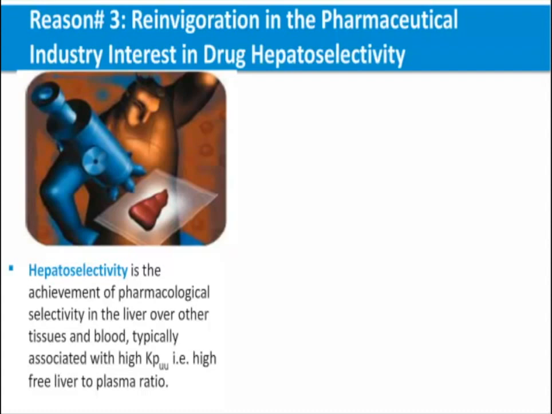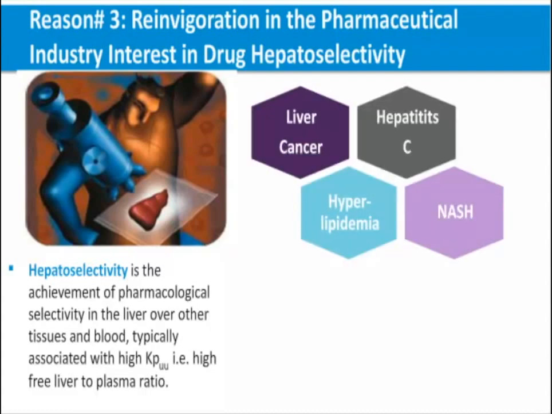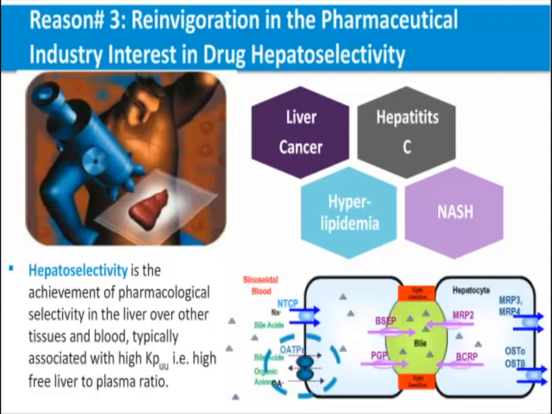Now, why are we in the industry interested in this concept, hepatoselectivity? It is because there are major diseases that are devastating a lot of our populations, and we need to find an effective cure to solve them. And these diseases are hepatitis C, NASH, liver cancer, not to mention hyperlipidemia. Our scientists in the pharmaceutical industry are trying to establish hepatoselectivity using OATP transporters. Through the use of OATP1B1 and 1B3, this is going to enable hepatoselectivity, and as a result, improvement in the efficacy of our compounds, as well as a significant reduction in the side effects associated with systemic exposure.